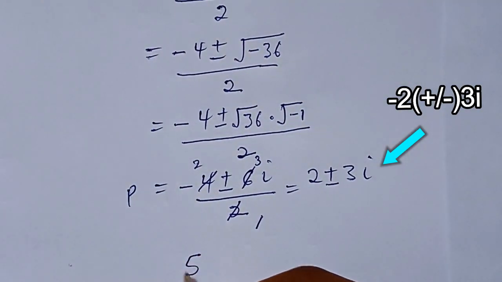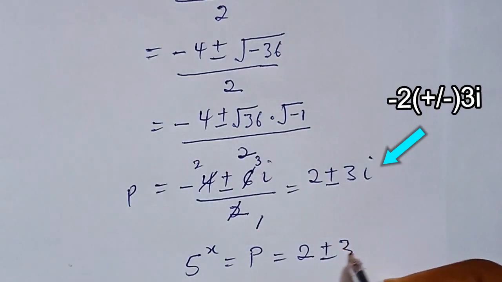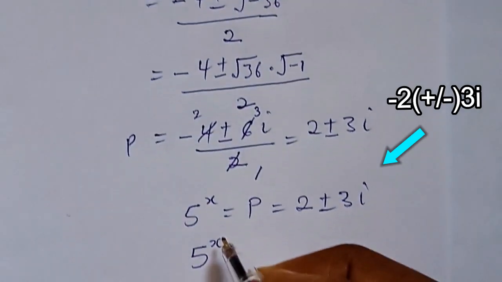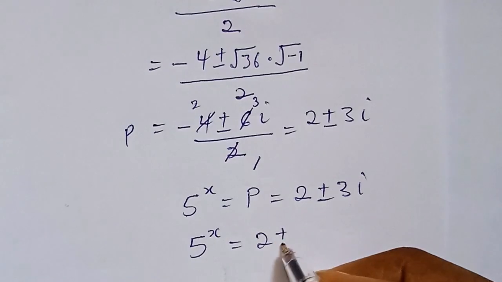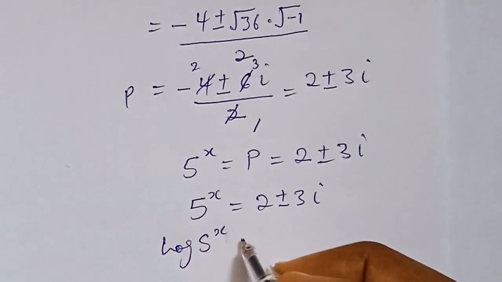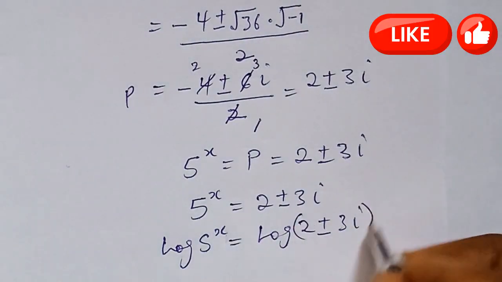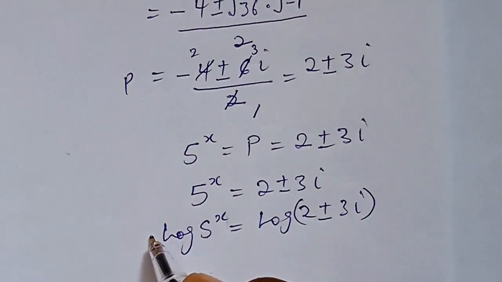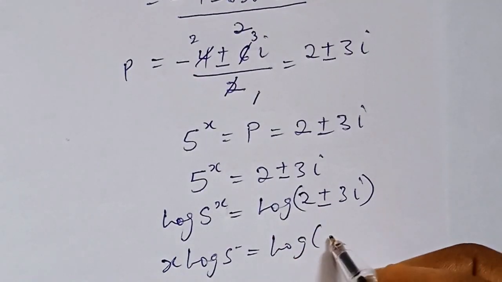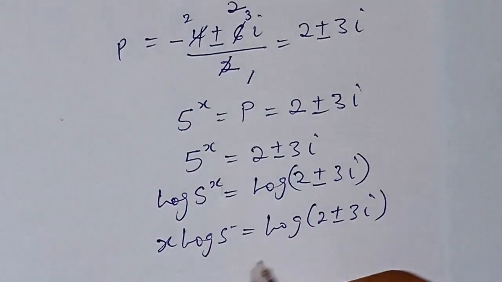So we also have that 5 to the power x equals p, and this is equal to 2 plus or minus 3i. So let's find the value of x over here. 5 raised to power x equals 2 plus or minus 3i. We can take the log of both sides. We have log of 5 raised to power x equals log of 2 plus or minus 3i. Then moving this x to the front, we have x log 5 equals log of 2 plus or minus 3i.